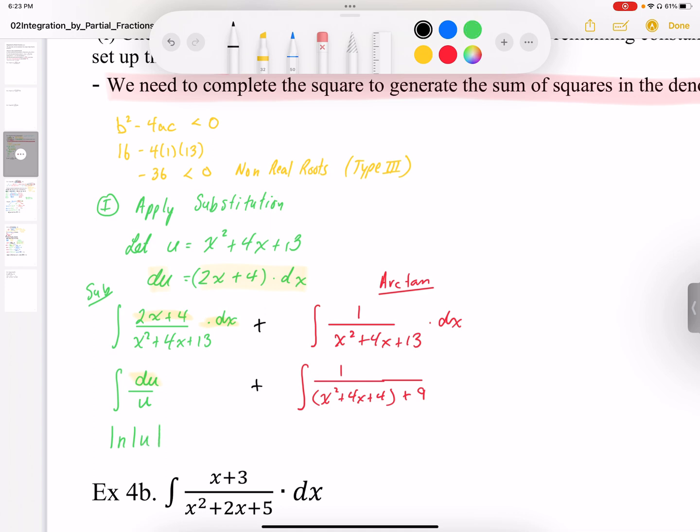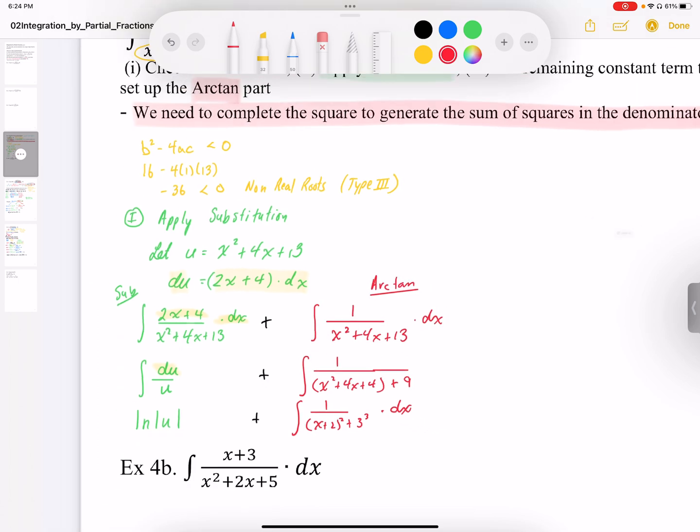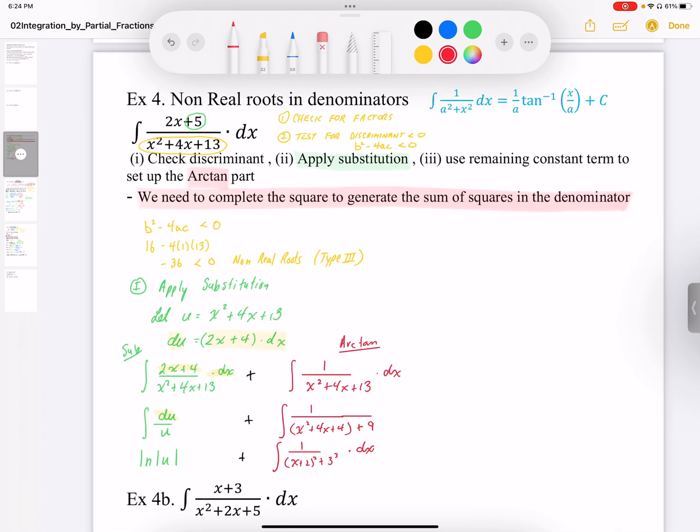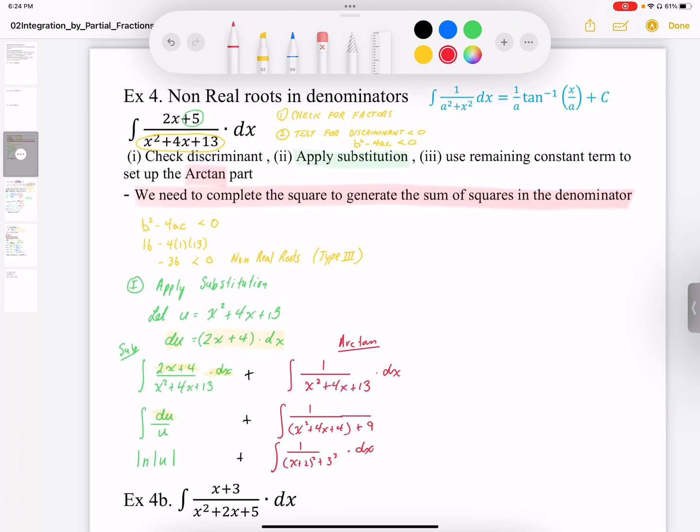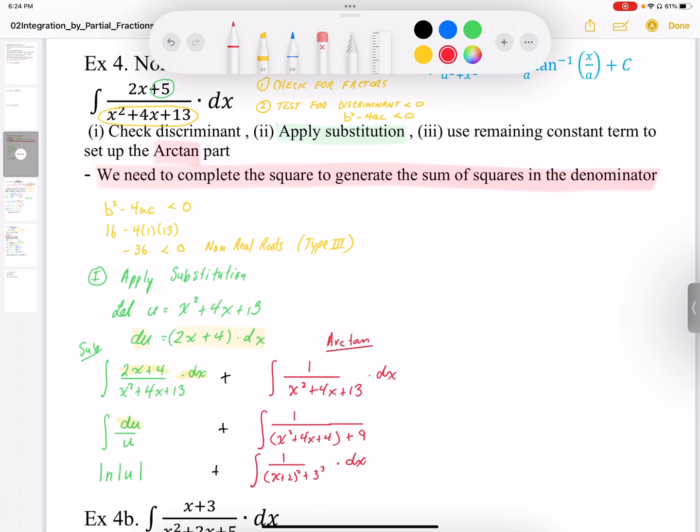and this becomes plus the integral of 1 over x plus 2 squared, so there's my x squared, plus 3 squared. So now I can apply my arctan formula to this one. So there's my arctan. A squared is going to be 3 squared. X squared is going to be x plus 2 all squared. I'm going to plug that into the formula.